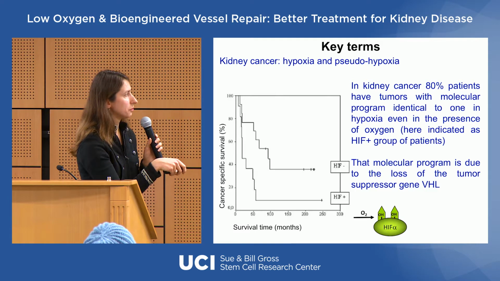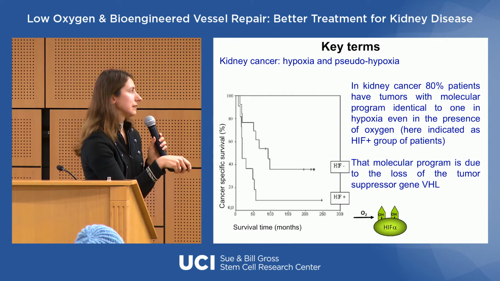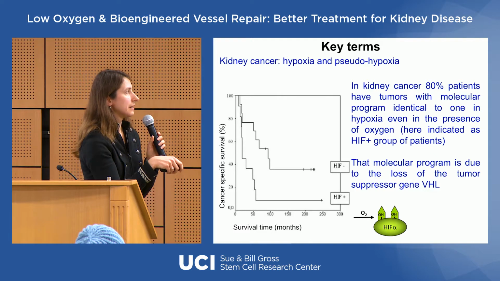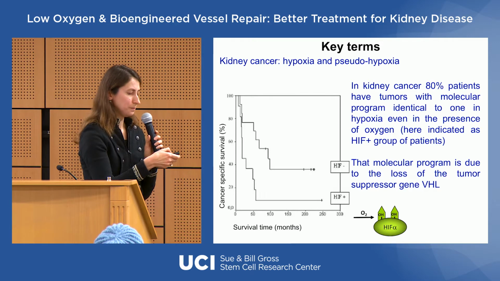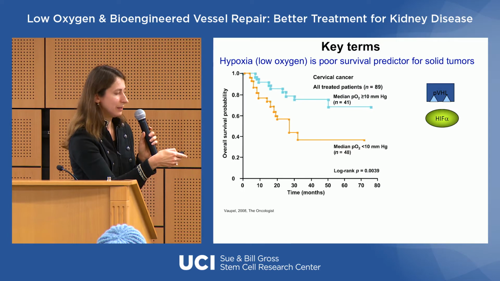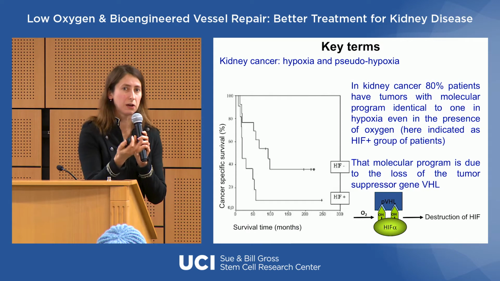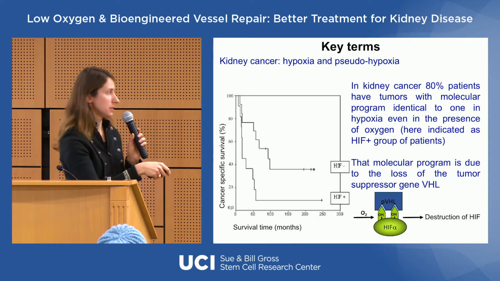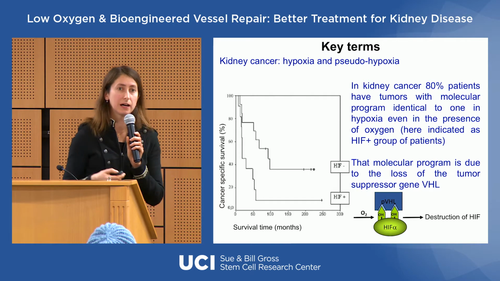That is why this group of patients, indicated here as hypoxia-inducible factor positive, survives less than the group of patients which is hypoxia-inducible factor negative. So kind of the same slides as this one, but with the caveat that even in high oxygen tensions, those kidney cancers have high hypoxia-inducible factor and high metastasis.